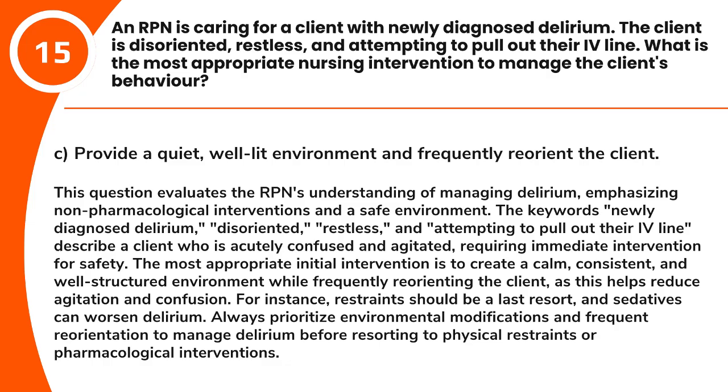This question evaluates the RPN's understanding of managing delirium, emphasizing non-pharmacological interventions and a safe environment. The keywords newly diagnosed delirium, disoriented, restless, and attempting to pull out their foley line describe a client who is acutely confused and agitated, requiring immediate intervention for safety. The most appropriate initial intervention is to create a calm, consistent, and well-structured environment while frequently reorienting the client, as this helps reduce agitation and confusion.